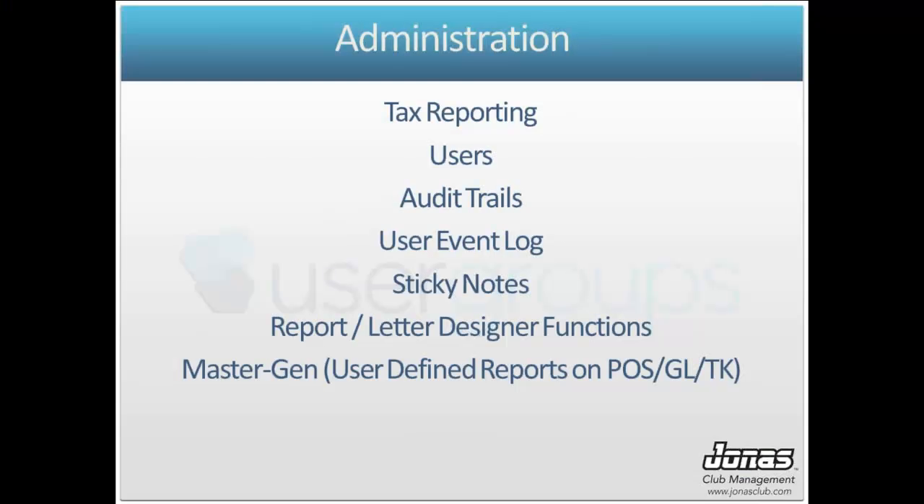Under administration, there are also some reporting capabilities. Under administration is where we can access our tax reporting. We can also get user reports. We can redo audit trails or print archived audit trails. We can get a user event log. We can print our sticky notes if we're using sticky notes in club management or in accounts payable or GL. It's also where we get our report and letter designer functions. All right. Master generator is also under the administration menu.